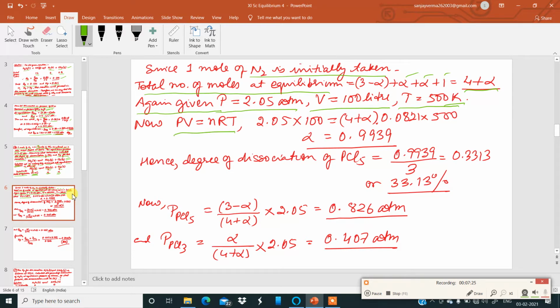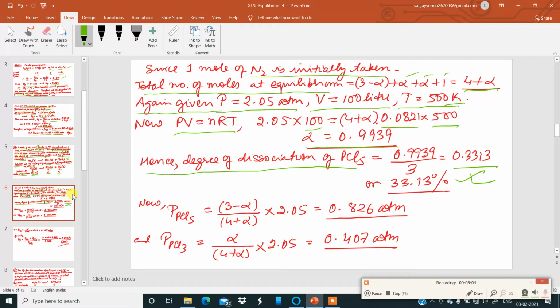So put the values over here. P is 2.05, V is 100 liter vessel, n is the total number of moles, 4 plus alpha, gas constant is 0.0821 and temperature is 500 Kelvin. So upon simplification we get the value of alpha as 0.9939. So hence degree of dissociation of phosphorus pentachloride will come to 0.9939 divided by 3. It is coming to 0.3313 or 33.13%. Okay, so that is the degree of dissociation of phosphorus pentachloride, first part of the answer.